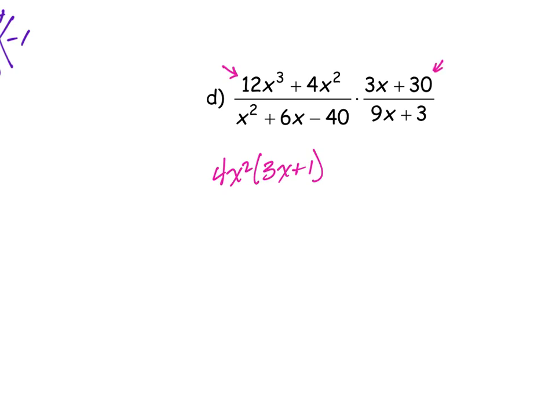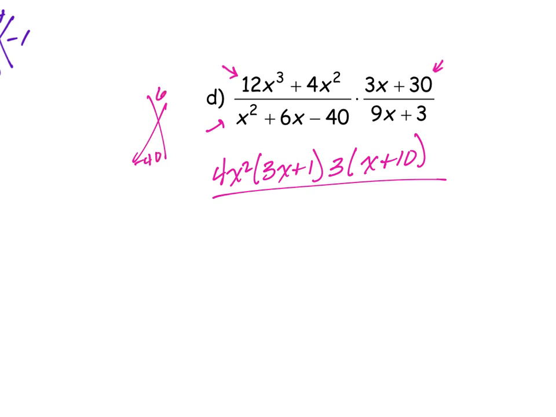And then in this one, I'm going to factor a 3 out, and I should get x plus 10 left. And then in this one, I need 2 numbers that multiply to be negative 40 and add to be positive 6. So that should be 10 and negative 4. So that should be x plus 10 times x minus 4.